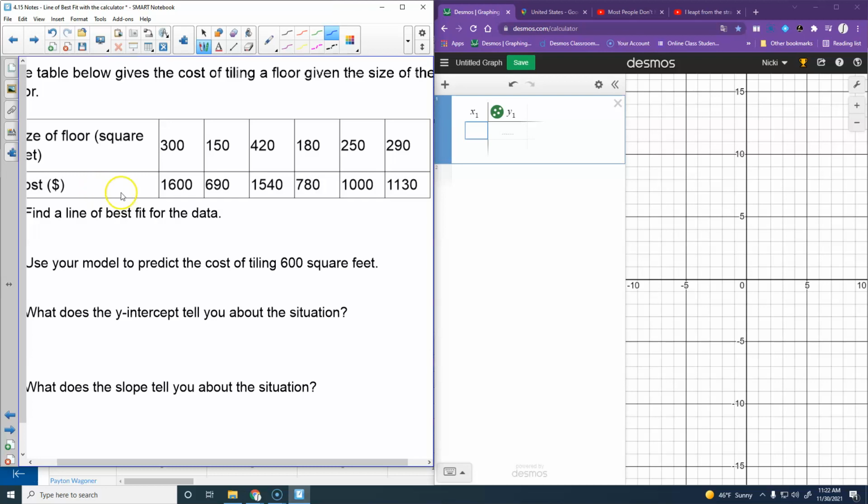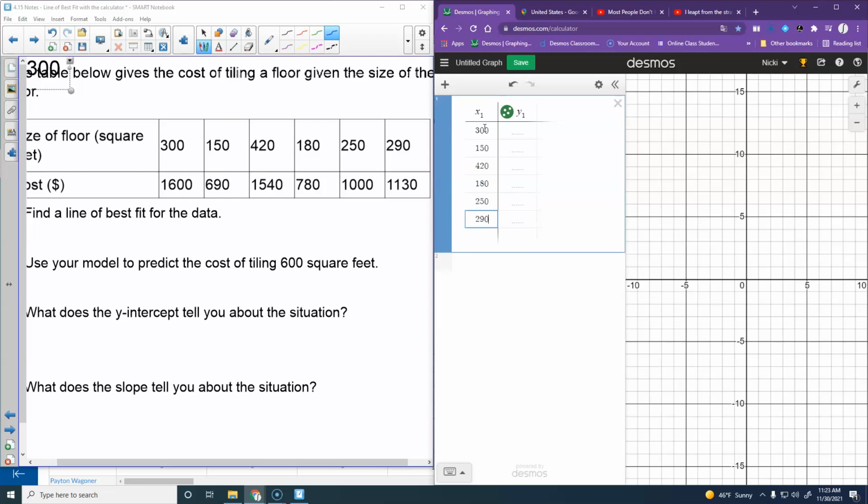All right, so enter your data. Everybody enter it right now. All right, everybody type in your data.